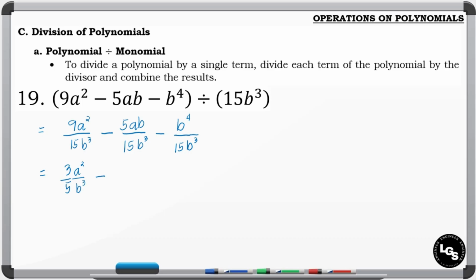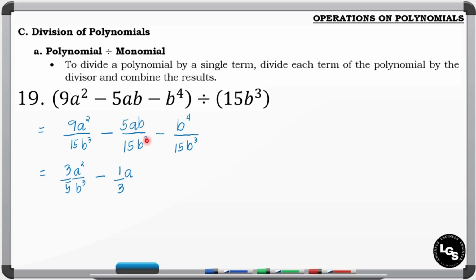Then next, we proceed with the next term. 5 divided by 15, so the lowest term is 1/3. So we will write 1/3. Then for the variables, we have a and b at the numerator. Then we have b cubed in the denominator. So if we apply the quotient rule for the variables, we will copy first the variable a because there is no other variable a at the denominator, so the variable a at the numerator will remain.